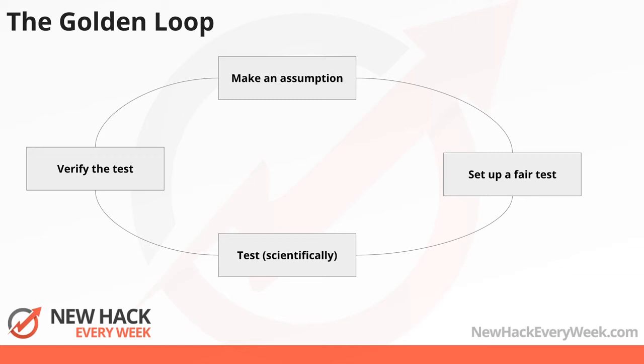We're basically making a guess: what are we going to do for the test? We set up a fair test, so we're only trying to learn one thing at a time, and we want to make sure that everything else is exactly the same except for this one variable that we're changing. And then we test it scientifically. So we use a statistical significance calculator, and we want to know with 90% accuracy that it's correct. Then we verify the test.